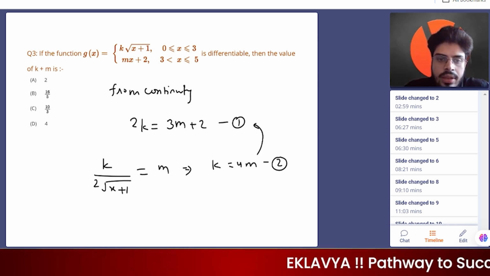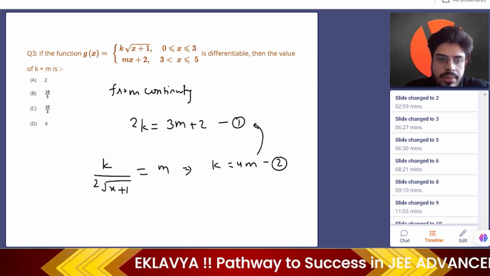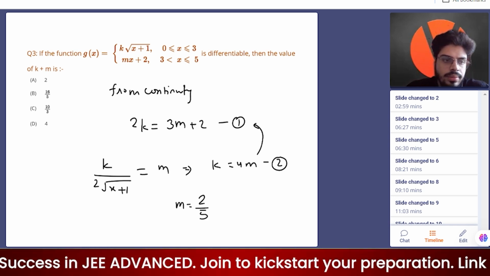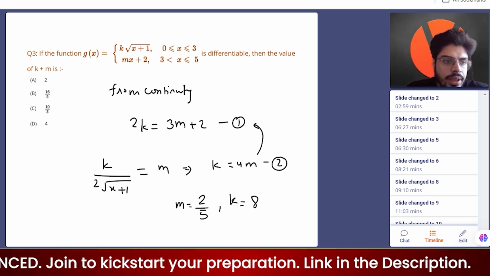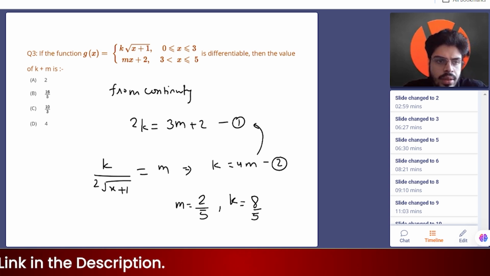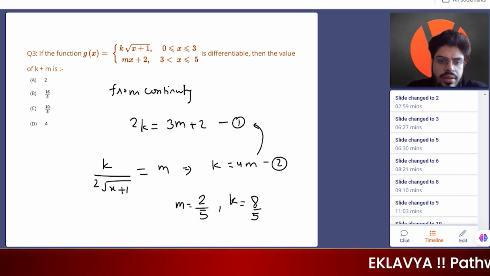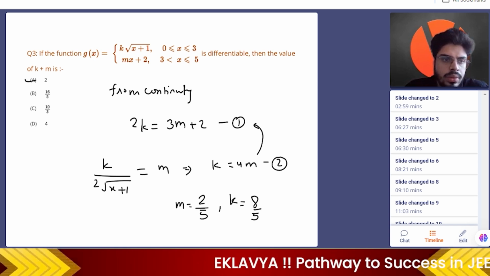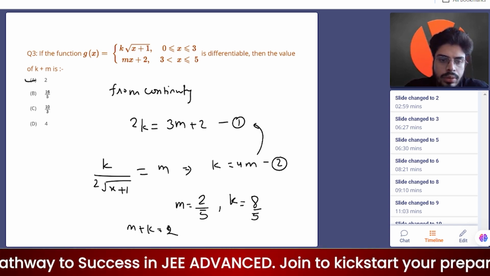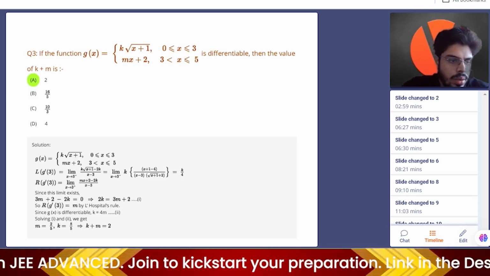this. If I put it in here, you will get 8m, or 5m equal to 2, so m equal to 2 by 5. So m I am getting 2 by 5. So I will get k equal to 8 by 5. So m plus k will be 10 by 5, that is 2.